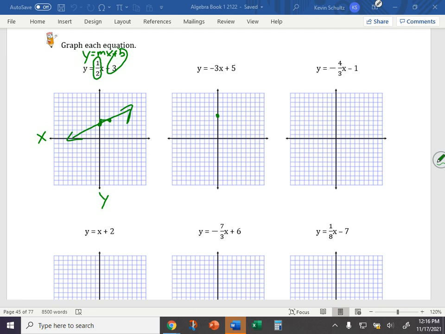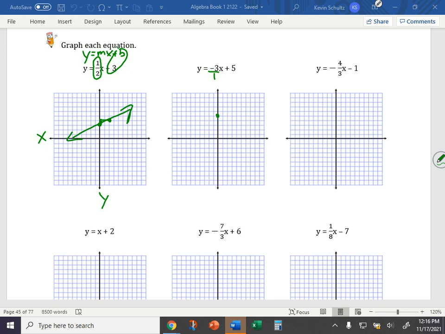And then sometimes this throws kids off a little bit, that -3, it doesn't look like a fraction, right? If the slope isn't written as a fraction, what can we do? Sarah? Put a line underneath it. Right, we can make it a fraction. And we do that by putting it over 1.